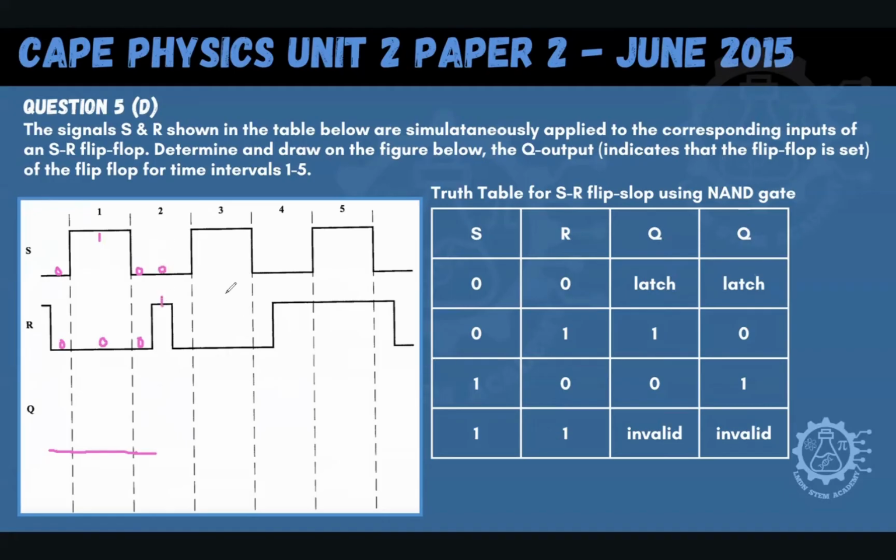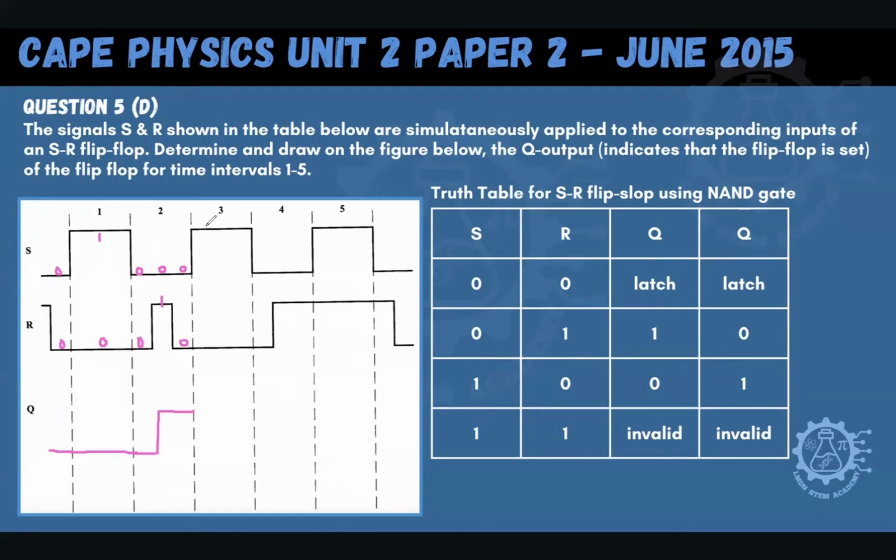So we look in our truth table, we're looking for S being 0 and R being 1, and we see that Q is 1. So we have to show Q jumping up to 1 in that region there, okay? And then over here now, we have a 0, 0. So that's a latch state. So the system will hold on to whatever the previous value was, which was 1. So we'll still have a 1 for this remaining time in the time interval 2. So 0, 0 is a latch, so we latch on to the 1 that we had from before, so we stay there. Okay?